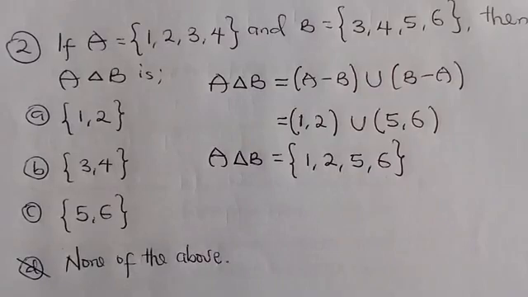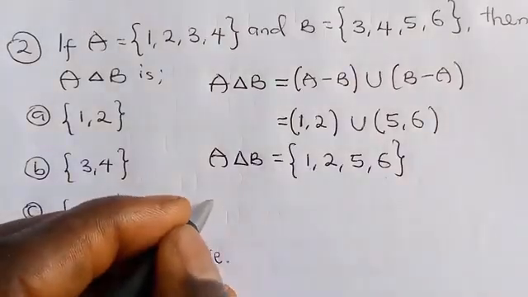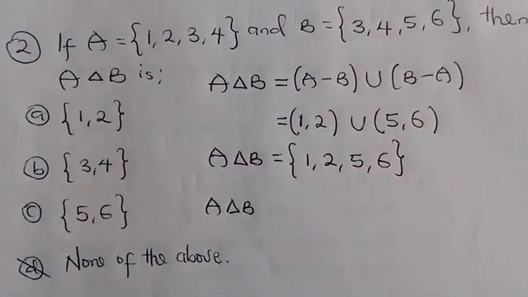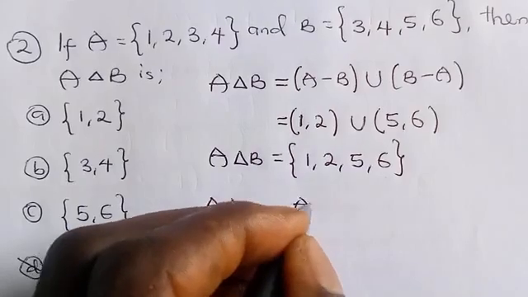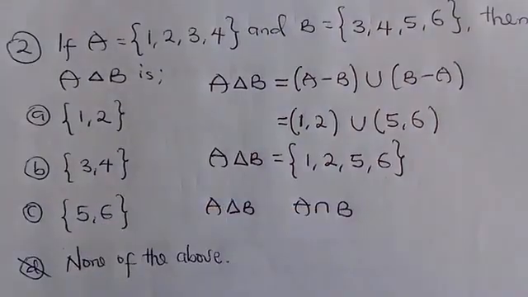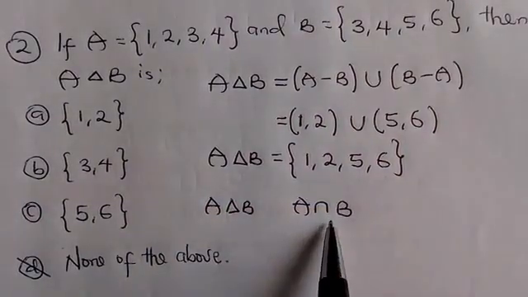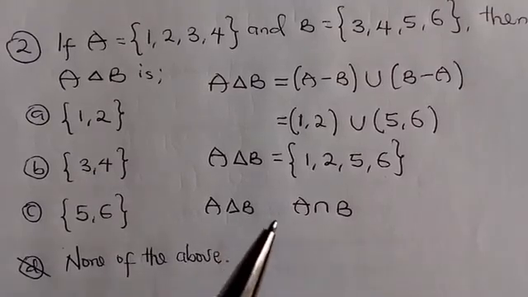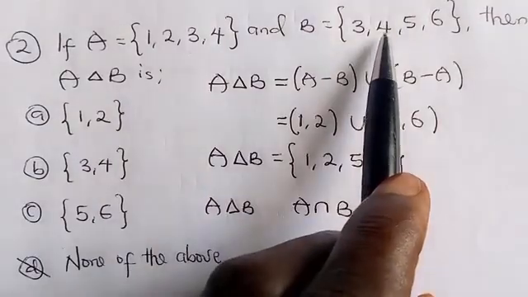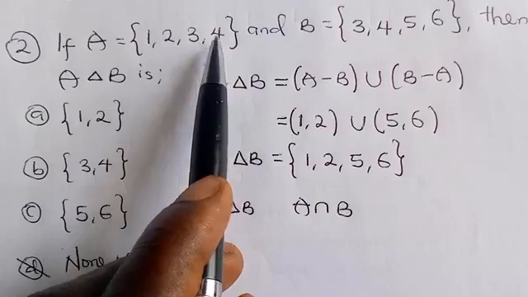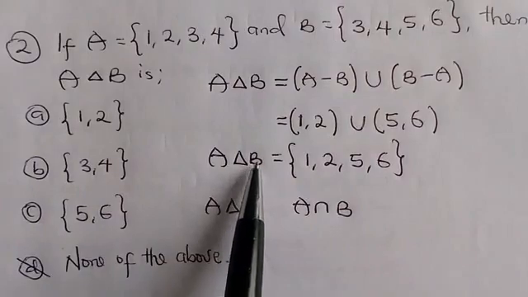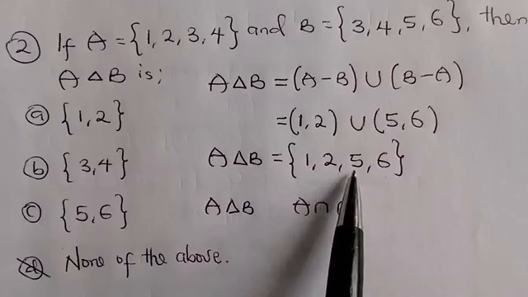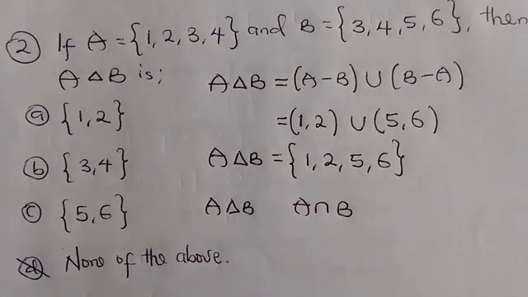So basically, it suffices to note that the symmetric difference of A with B does not include A intersection B. A intersection B, basically, you are referring to those elements that are common between both sets. When you look at set A and set B here, elements that are common are 3 and 4. So when you look at the symmetric difference of A with B that we have found here, you discover that there is no 3 and 4. So symmetric difference does not include the intersection between the two sets.